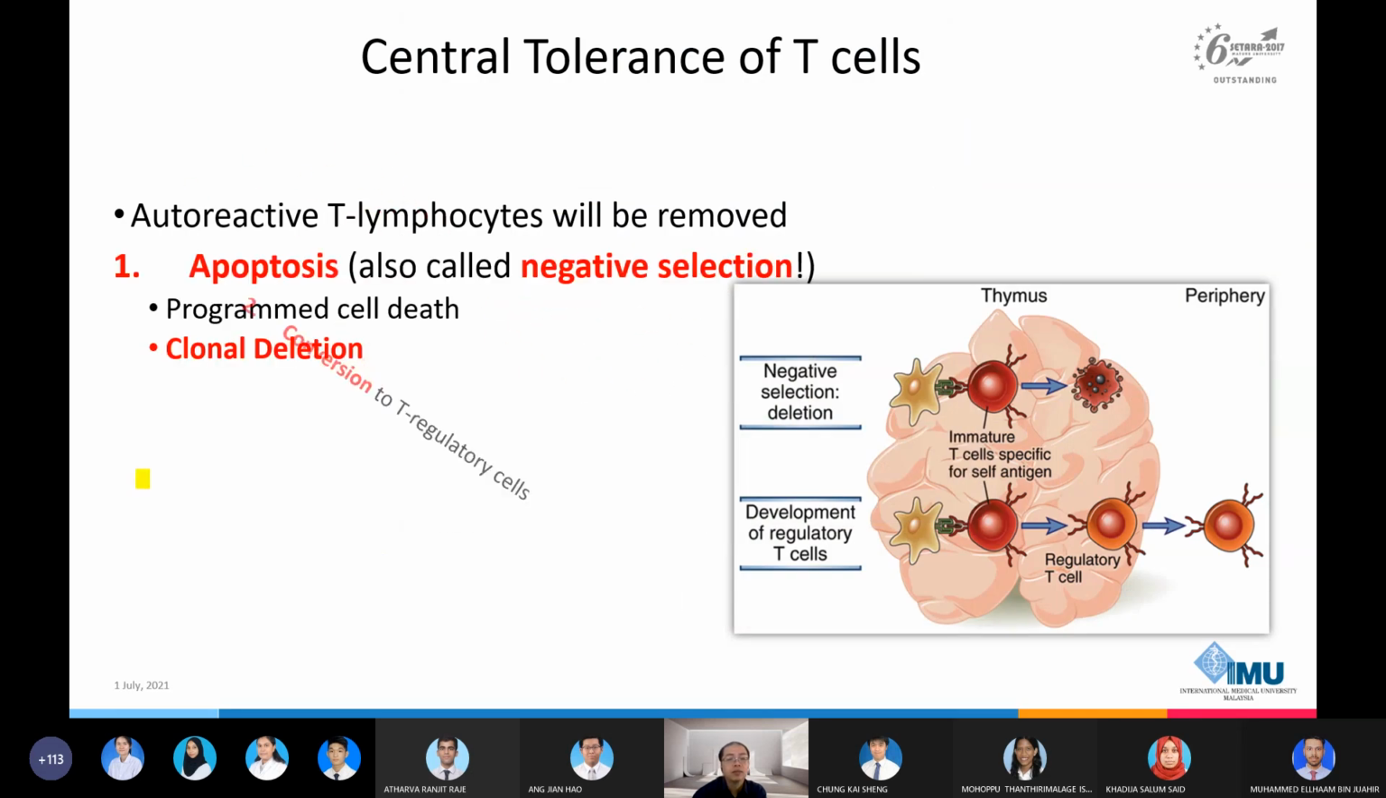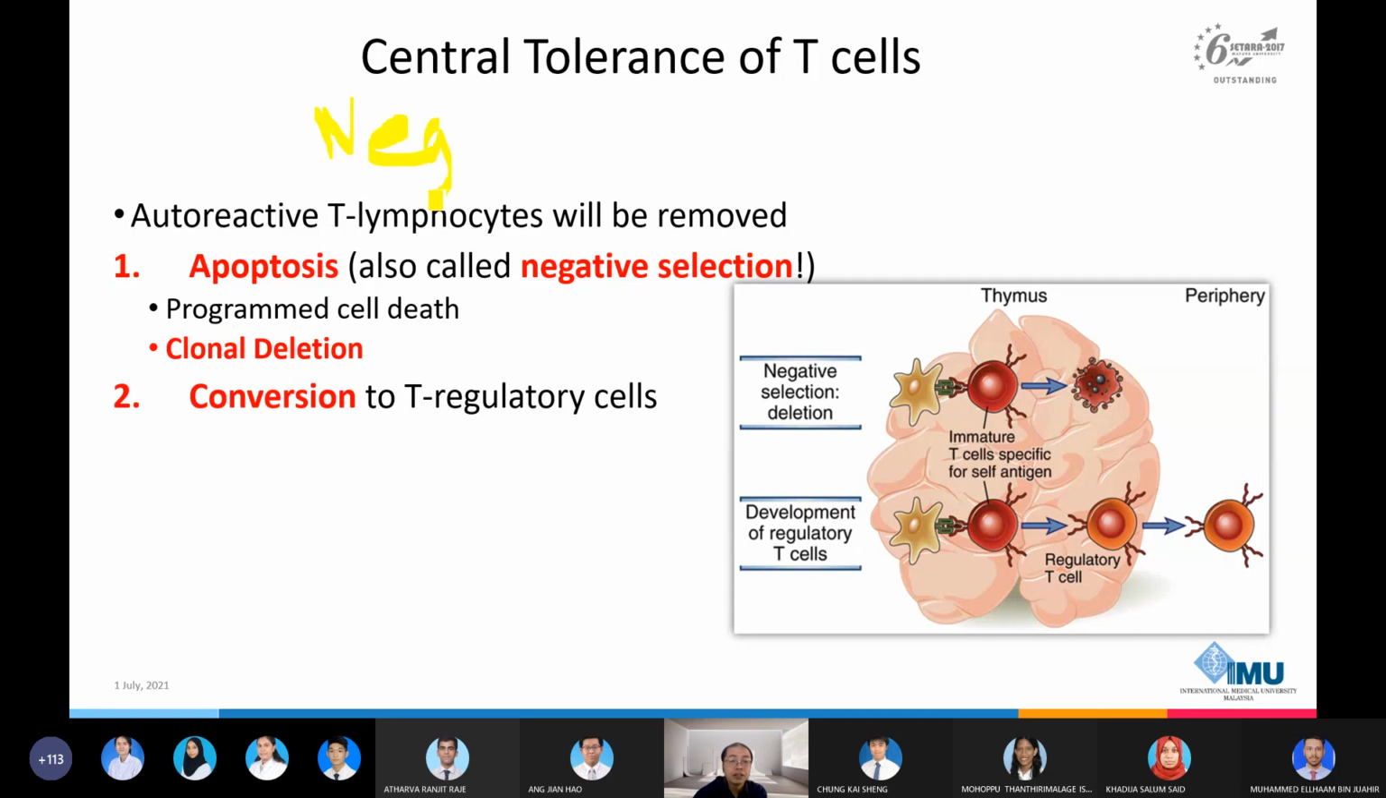So in negative selection, autoreactive T lymphocytes will be removed. However, there is one alternative pathway for T cells that fail negative selection. Oh no, they actually failed negative selection. Yes, it's this one. They are converted to Tregs, T regulatory cells.